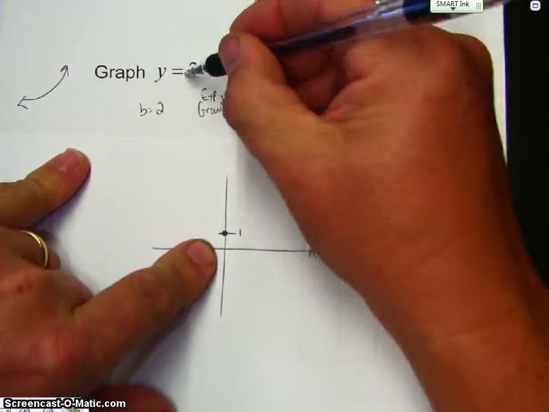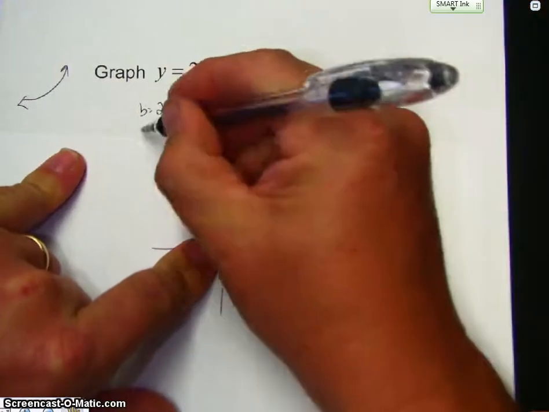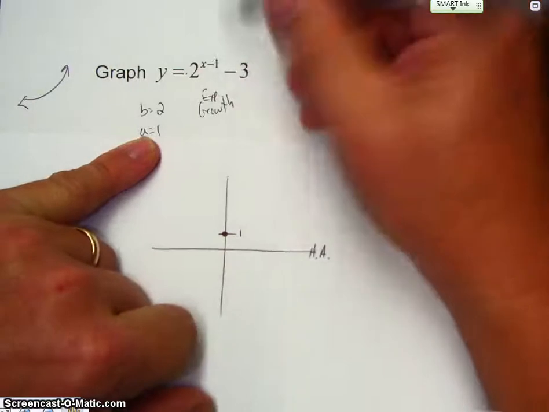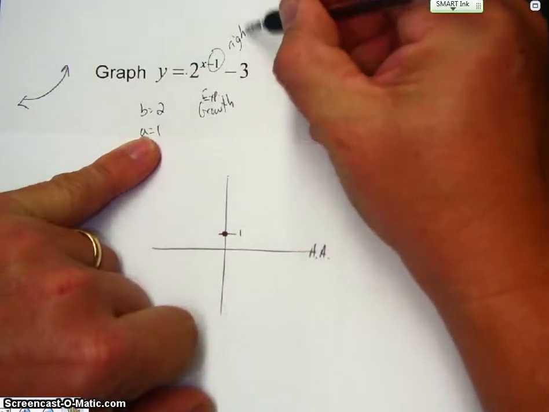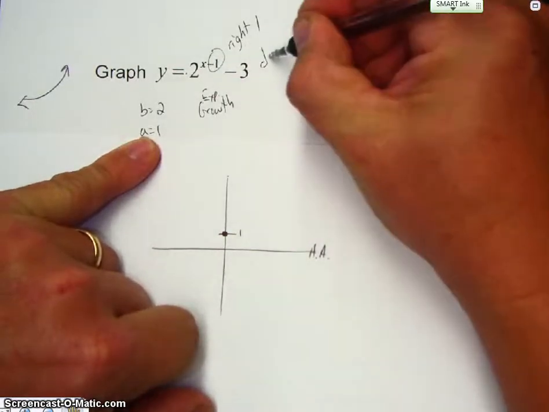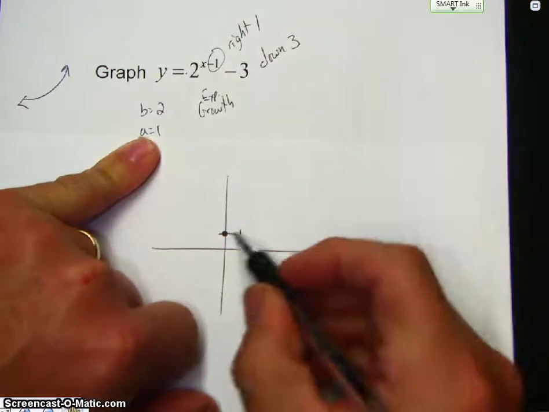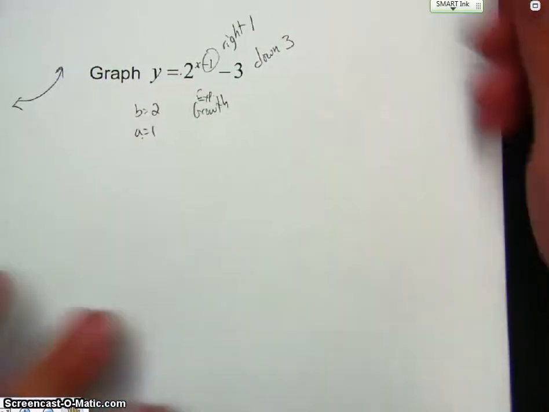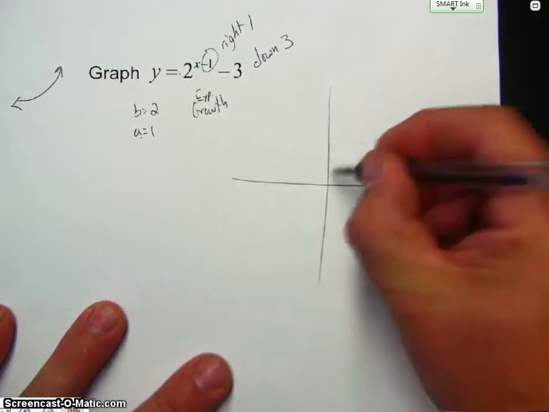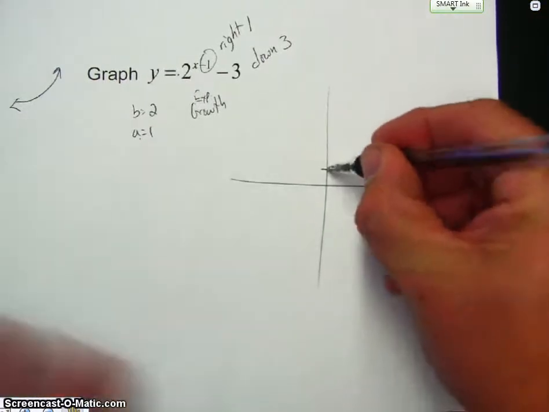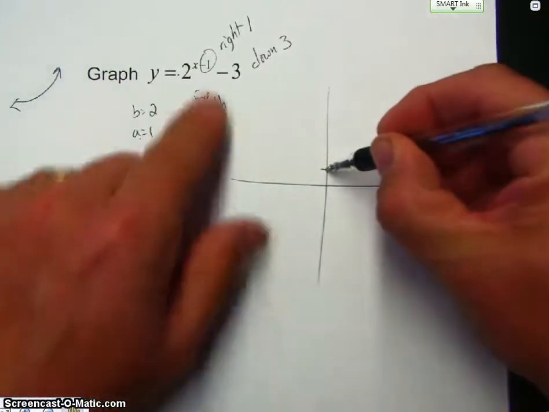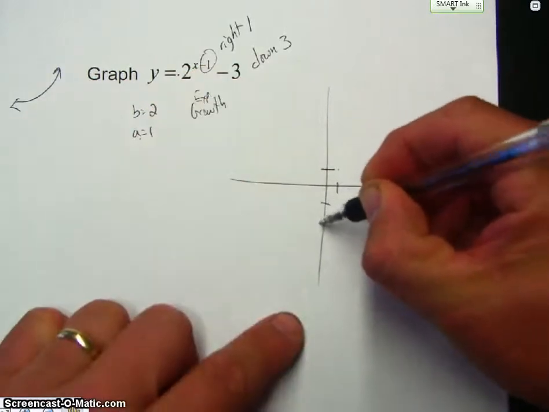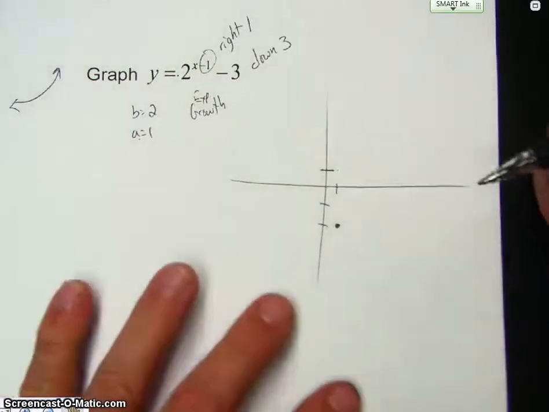A is still 1. But now I'm moving it to the right 1 and then down 3. Let me just draw it on here now. Here's where A used to be. This is my starting point. So I'm going to go right 1 and down 3. So it'll be 1, 2, 3. That's where A is.